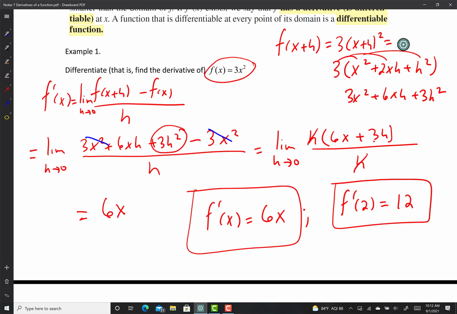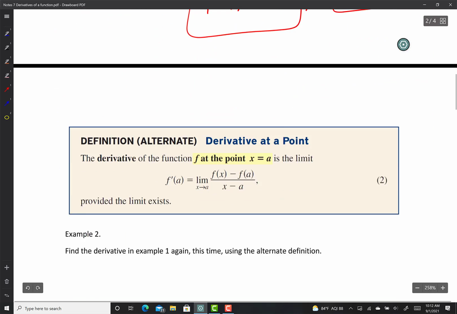All I did was plug in a 2. If I told you, what is f prime of 2, or what is my tangent slope at 2, my tangent slope at 2 is 12. This one right here, f prime of x, that's called your derivative. And the f prime of 2 is called your derivative evaluated at 2. Or you could also say your tangent slope at 2, or instantaneous rate at 2. If this were a position graph, you would say velocity at 2. Cool or not cool? Okay, let's go to the next one.